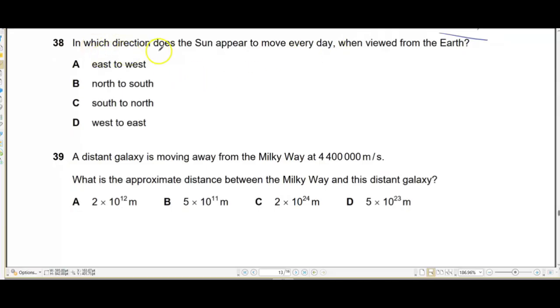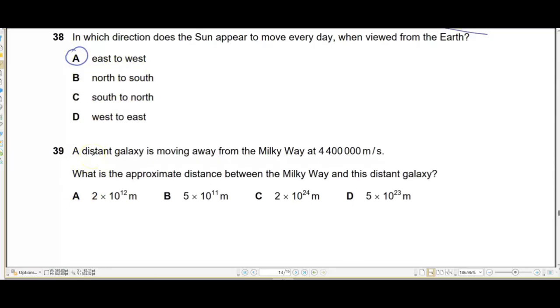Okay, question number 38. In which direction does the sun appear to move every day when viewed from the earth? So it is general knowledge that the sun appears from east and goes to the west. Okay, so A is going to be our correct option.